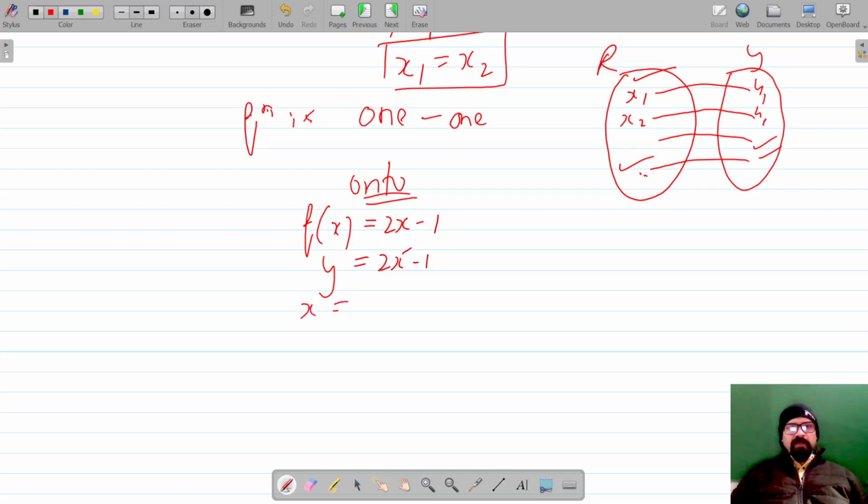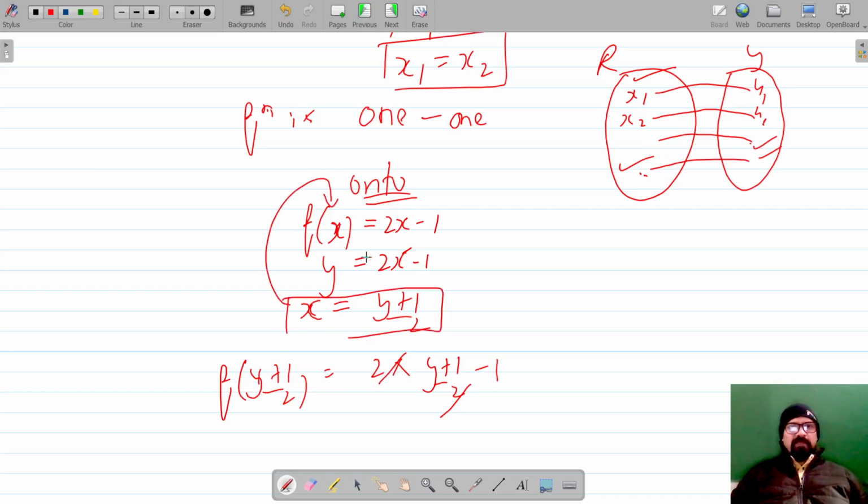Let's get the value of x. We have to prove that for every y there is an x. So I'm going to replace x with its value. x is equal to y plus 1 by 2. So let's find f of y plus 1 by 2. This is 2 into y plus 1 by 2 minus 1. The 2 gets cancelled. So I have replaced this value of x here, which gives me y plus 1 minus 1, which is equal to y.